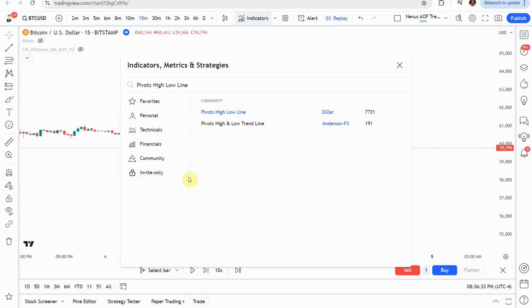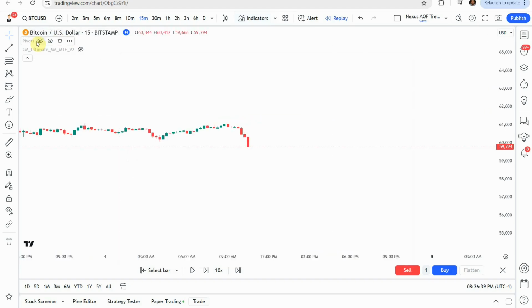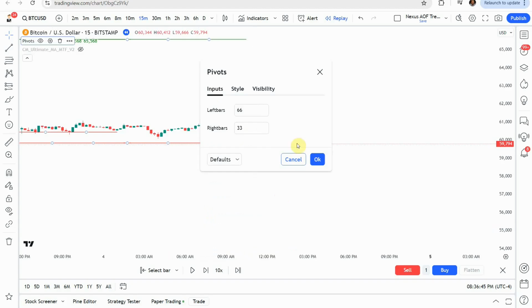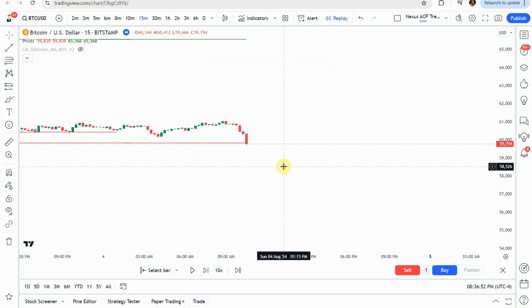And the first indicator we will add to the screen is going to be the pivot high-low line right here. Go ahead and click on that and add it to the screen. And jump into the settings of this one. Go into the inputs, change the left bars to 66 and the right bars to 33.